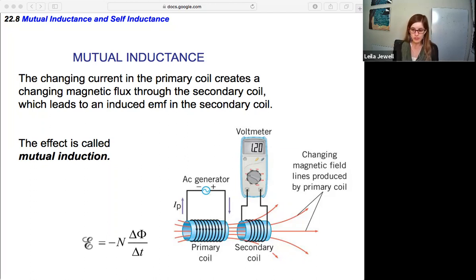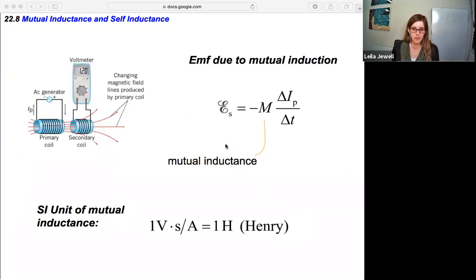But for mutual induction, we can get a little more specific here. The EMF due to mutual induction is that in the secondary coil, the EMF induced will be negative M. That's the mutual inductance, a constant based upon the setup of the coils, times the change in the current in the primary coil. Notice the P subscript is for the primary coil's current, divided by the change in time. And that will tell you how much EMF is induced.